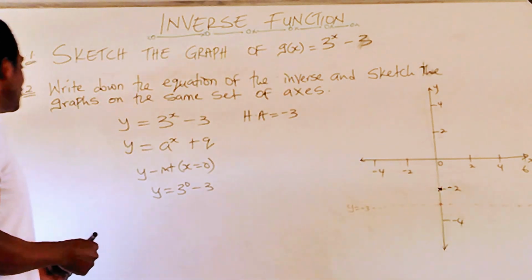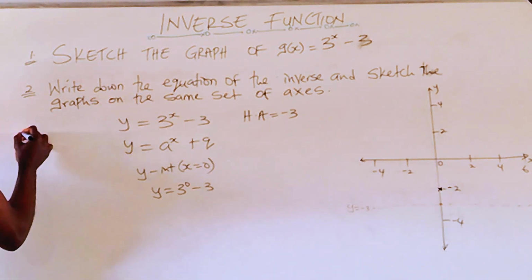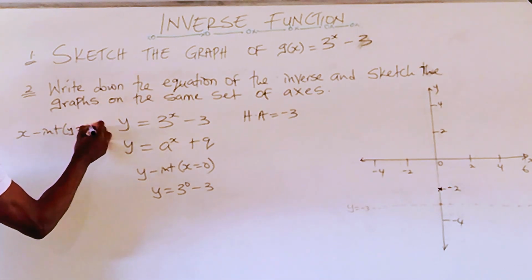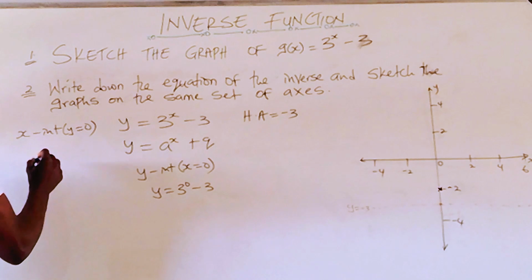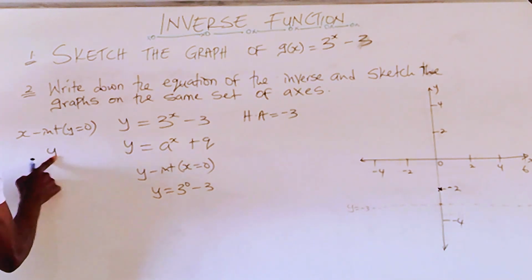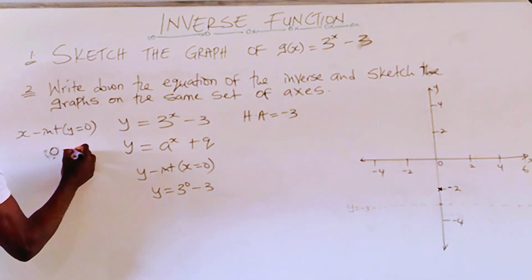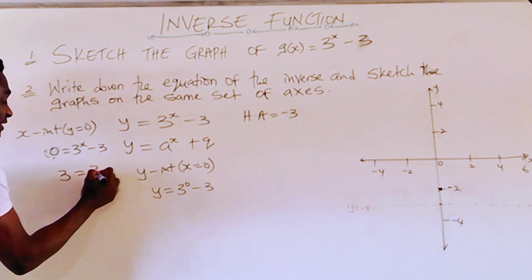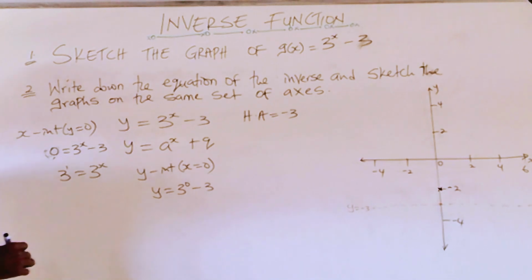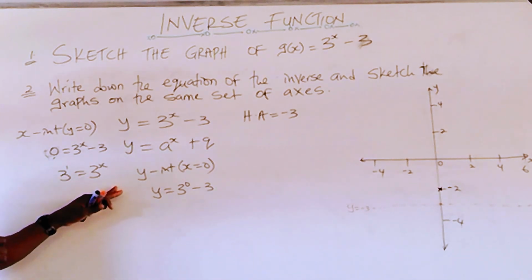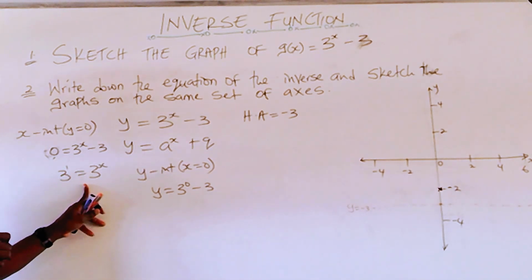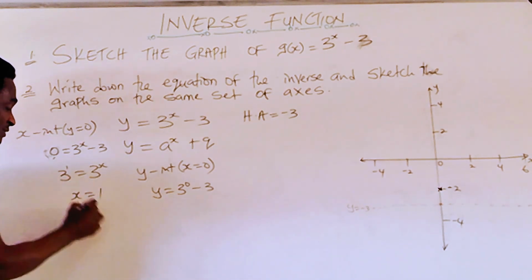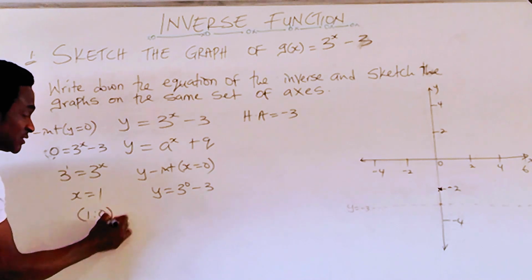Let's also check if we have x-intercepts. For x-intercepts, make y 0. So this is what we're going to do. In the expression, y becomes 0, so 0 equals 3 exponent x minus 3. If we collect like terms, we have 3 exponent x equals 3, and 3 is 3 exponent 1. If the bases are the same and they are separated by an equality sign, drop the bases and take the exponents. So our x-intercept is x equals 1.